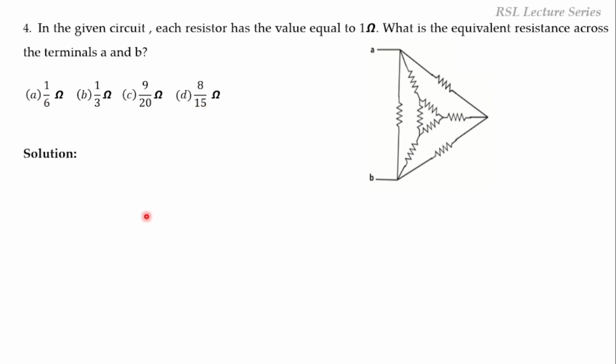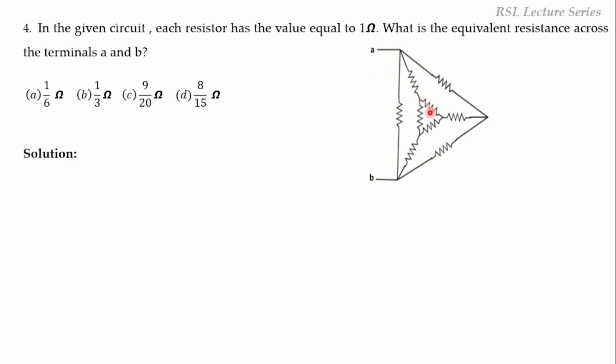Now we'll find out the solution for this. If you see here, we have a delta inside and a delta outside also. If you want to find out a resistance across any two terminals, then we have to start solving from the opposite direction without disturbing this particular branch.